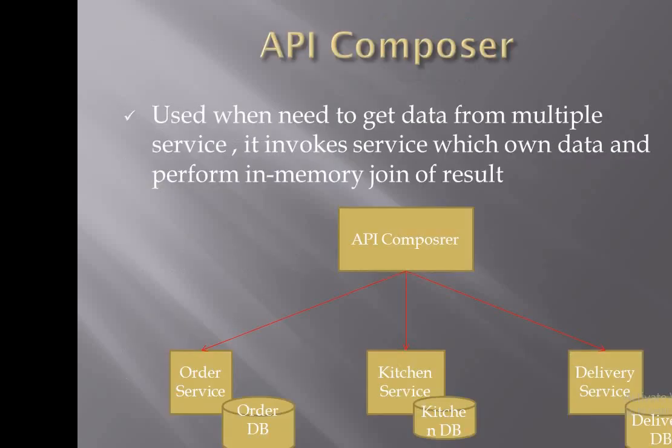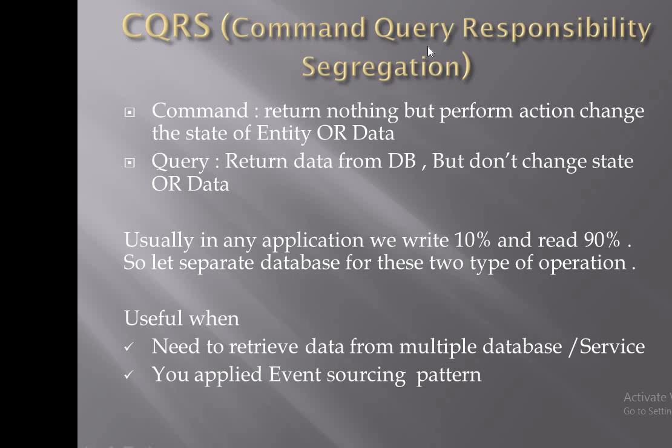Now, the fourth pattern is CQRS. This is Command Query Responsibility Segregation. So what is a command and what is a query? A command is like create order. Create order is a command. Do delivery is a command. A command results in an event. So when you give a command to a service, create order, the event because of that command is order created. Order created means it changed the state of the order. So a command will change the status and generate an event. A query will return the data from the DB but doesn't change the status.